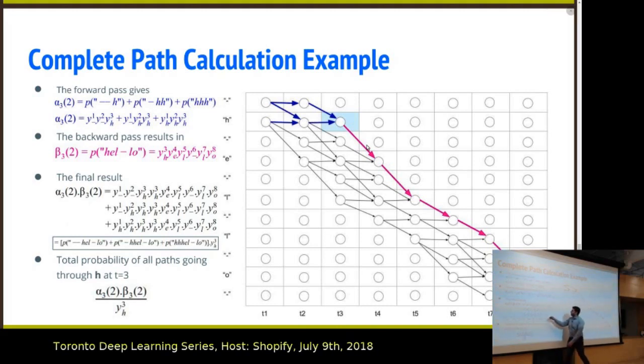Trust me, you get this. And so one thing to note is that you end up getting 2 Y3 sub H, which is actually the node of interest. Okay, you actually get 2 of them.